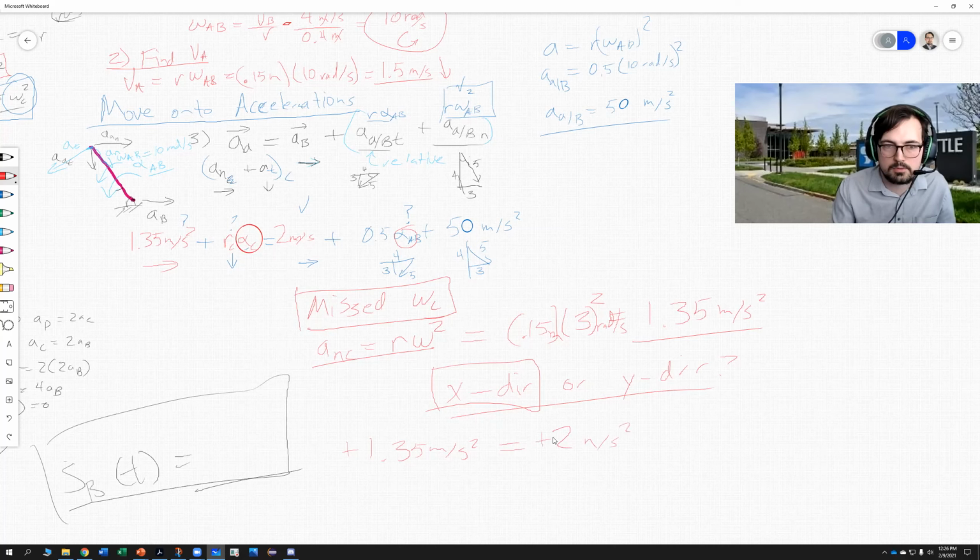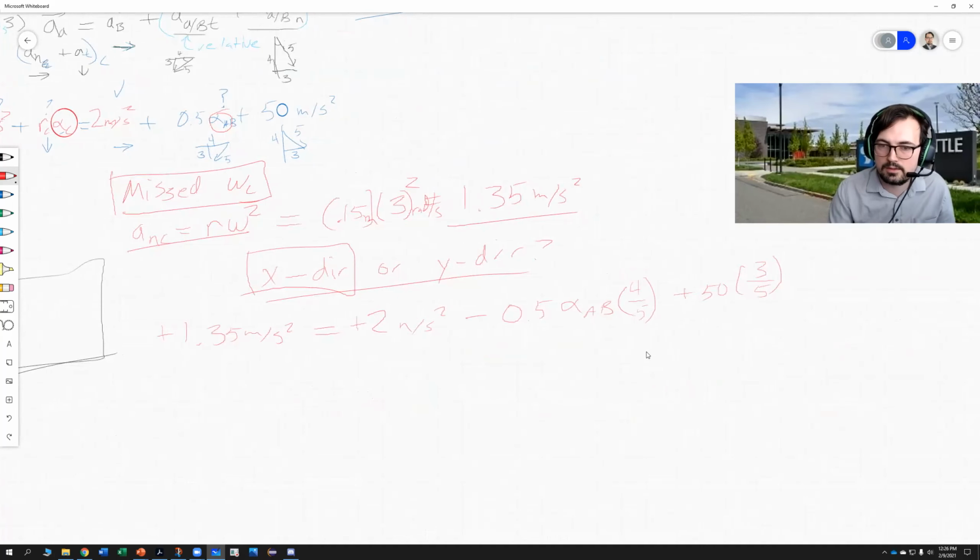So that's going to be 2 meters per second squared moving to the right, so that's positive. I've got this part, which is negative. It'll be 0.5 times alpha AB times the ratio, in this case 4/5. And then I've got this point, I've got 50, and then this ratio is going to be 3/5, and that's positive here. So simplifying this, this will look like 0.1, canceling out the 5 here, this will be 10.